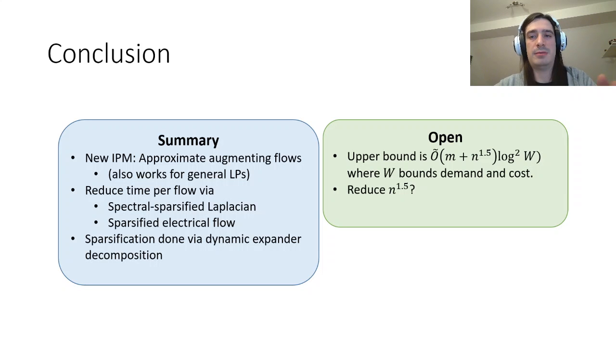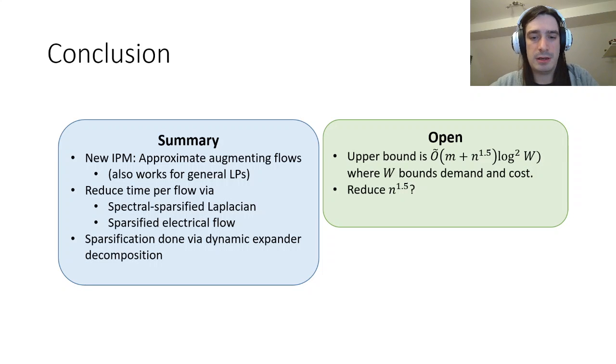So, in summary, we have two new ideas that this algorithm is built on. The first is a new interior point method, which is using approximate electric flows. And interestingly, this can be extended to general linear programs that don't have this graph structure for some other type of approximate augmentations. And now that we know that these approximate electric flows suffice, we can use this to reduce the time per flow, which also is then going to reduce the total time of the algorithm, obviously. And this reduction in time comes from using spectrally sparsified Laplacians and sparsifying the resulting electric flow. These sparsifications are done via some new data structure, which is built on top of the dynamic expander decomposition.